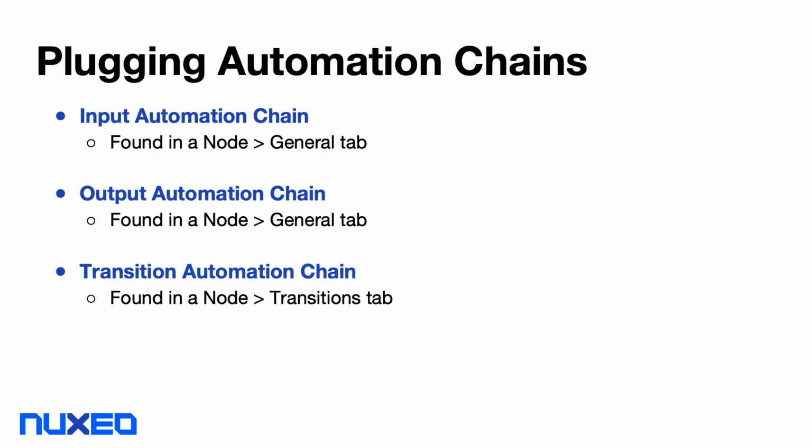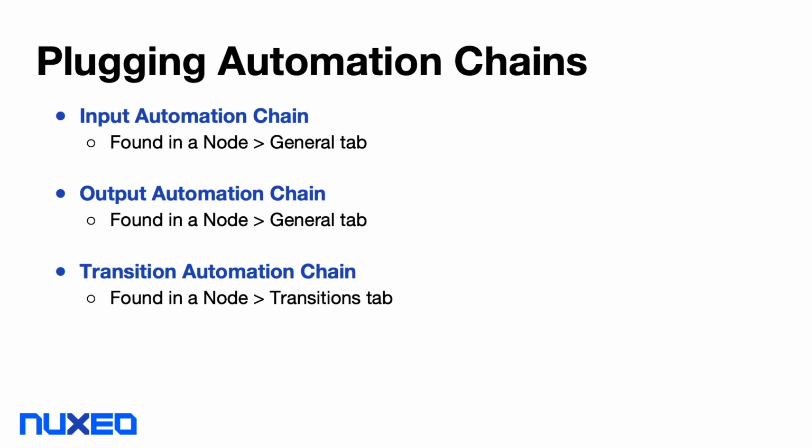It can be set as input of the task just before the workflow engine enters the node. You can also add an automation chain as output just before the workflow engine leaves the node and follows the transition if any exists. Finally, you can trigger an automation chain on a specific transition.